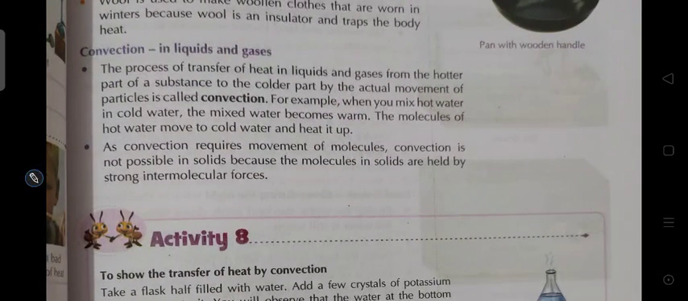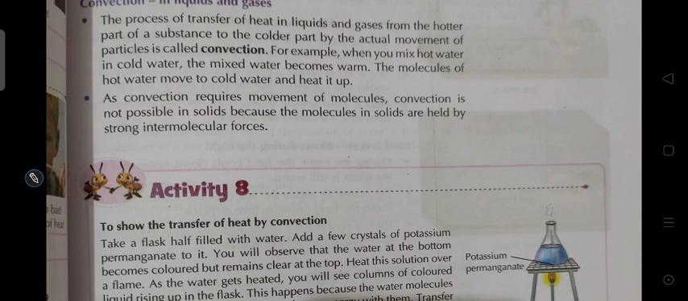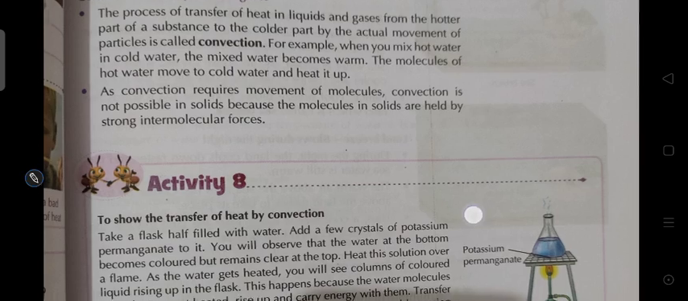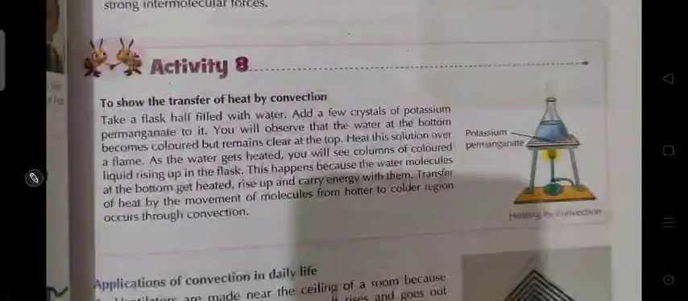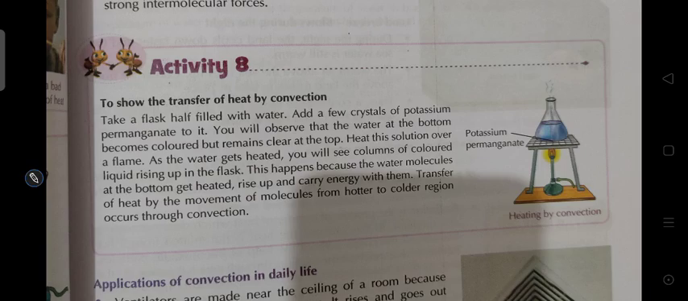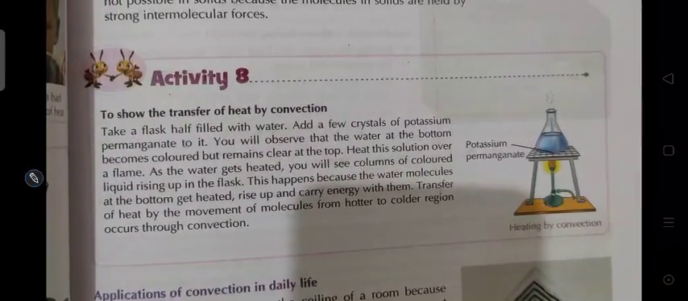As convection requires the movement of molecules, convection is not possible in solids because the molecules in solids are held by strong intermolecular forces. Yes, students, in solids the convection method cannot take place because it requires movement of molecules, but as we know, in solids there are strong intermolecular forces which do not allow the molecules to move from one place to another.